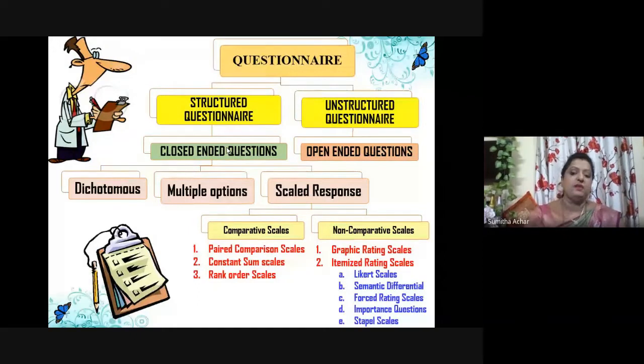Your questionnaire can be broadly classified as structured and unstructured. In structured, you have closed-ended questions. In unstructured, you have open-ended questions, right? Open-ended questions always give the respondents flexibility to answer however they want. Whereas closed-ended questions restrict the respondents in how they answer.